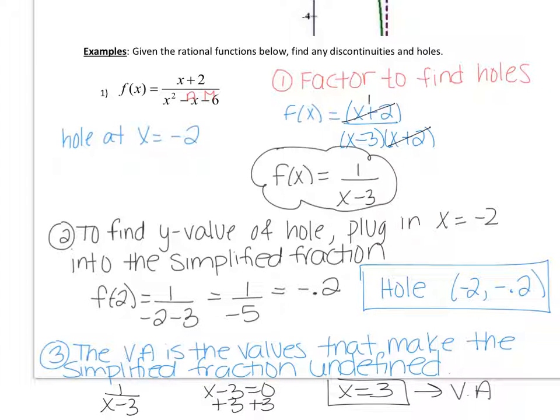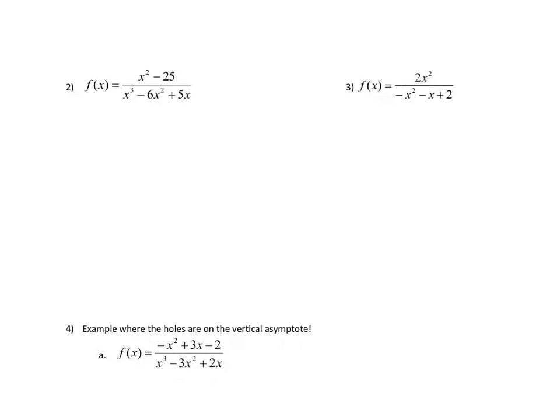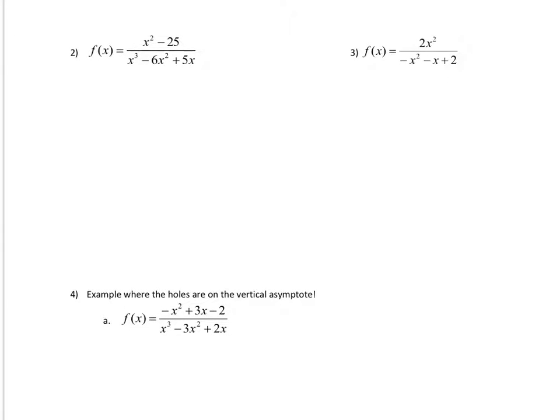Alright, so let's try another example. So let's go on to the back. Okay, so example number 2, finding the holes and discontinuities. So the first thing we're going to do is factor. So we've got f of x equals x plus 5, x minus 5. All I did was factor the numerator.